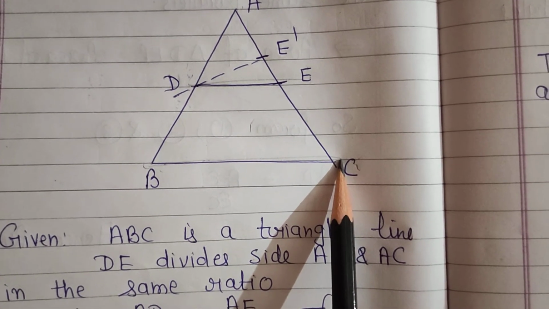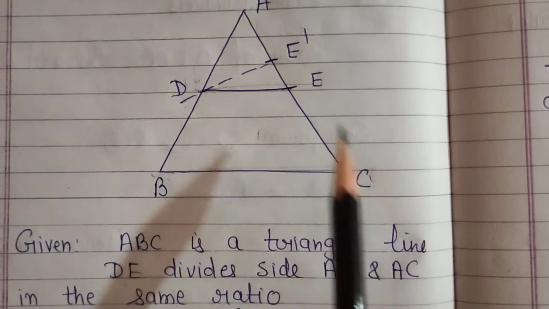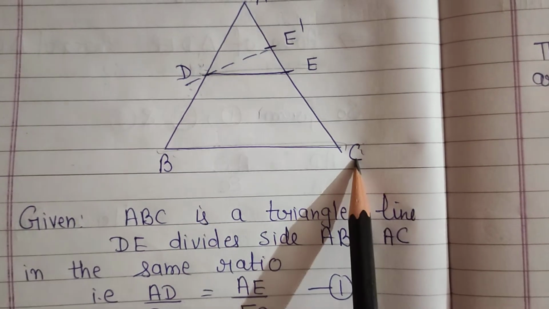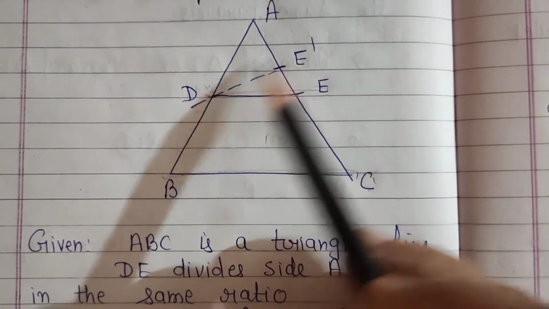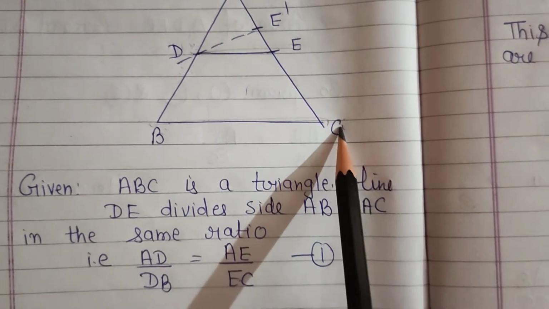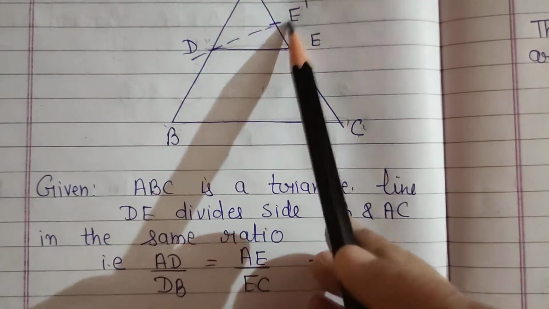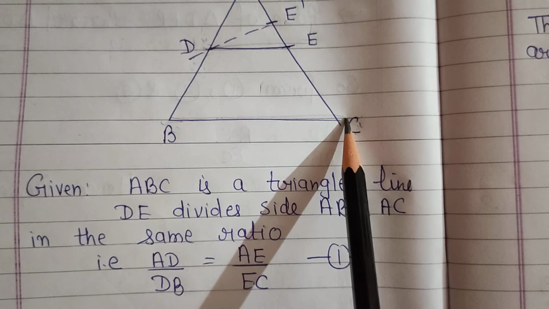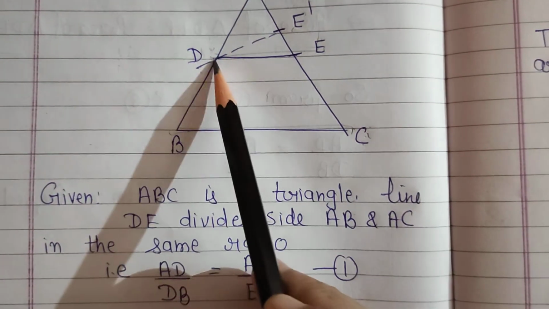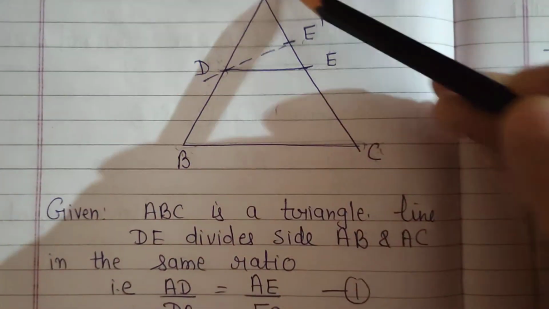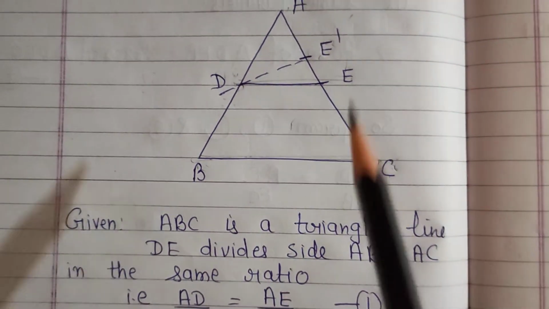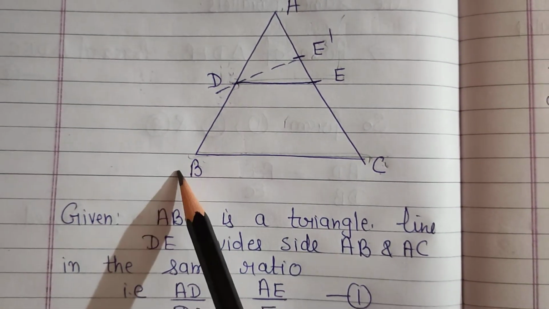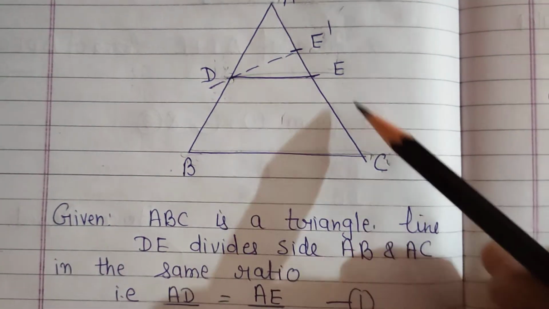Now we will do it by the contradiction method. Let us consider DE is not parallel to BC. And we will take another line DE dash which is parallel to BC. Now if DE dash is parallel to BC, then according to Thales theorem, AD by DB is equal to AE dash by E dash C. But according to the given, AD by DB is equal to AE by EC.